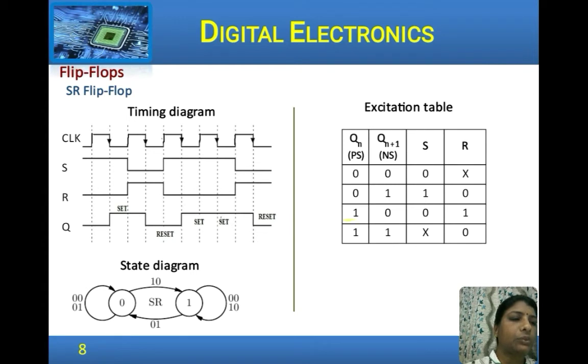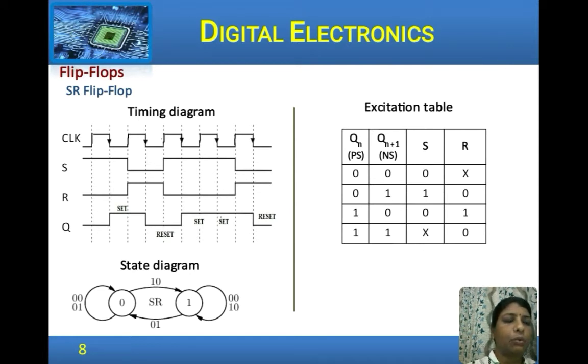If the current state is 1, next state should be 0. What should be the values of S and R? So, for moving from current state 1 to the next state of 0, the inputs to be given are 0 and 1. And if the current state is 1 and the flip-flop after transition should remain in 1, what should be the inputs? The inputs can be 0, 0 or 1, 0, that is a don't care and a 0. So, this is the excitation table.